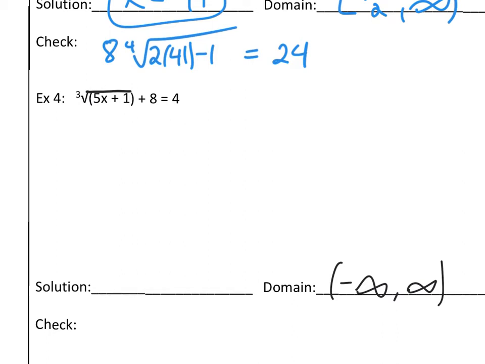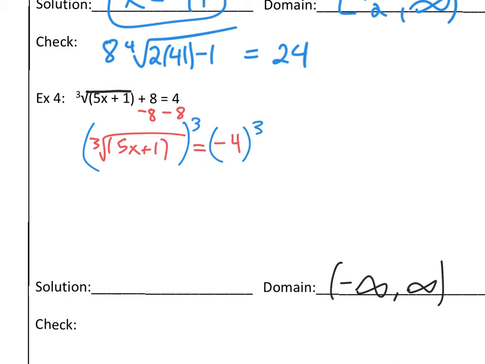But you do have to do some work to solve it. So let's go ahead and solve this one. How would I do that? Yep, subtract the 8 over. I have the third root of 5x plus 1 equals negative 4. Now what? To the third power. Good.